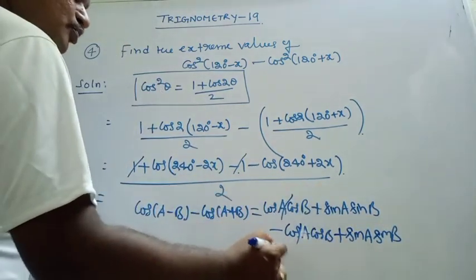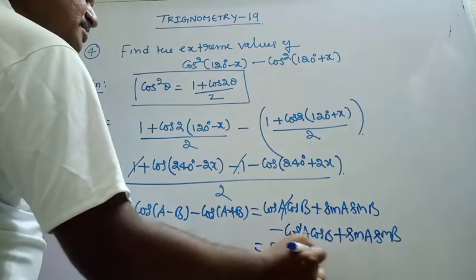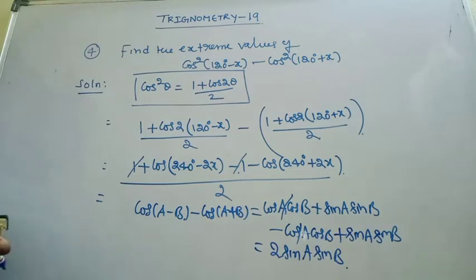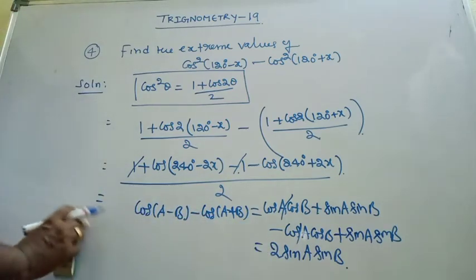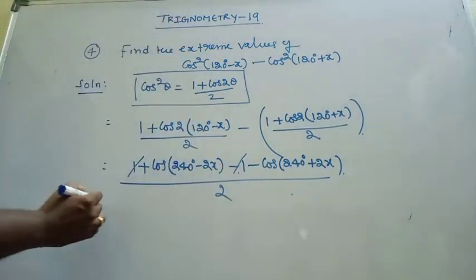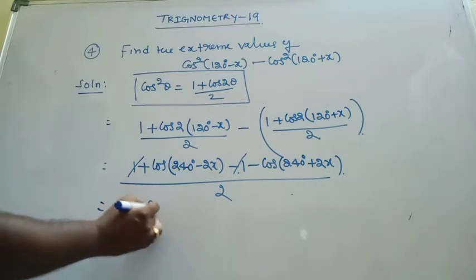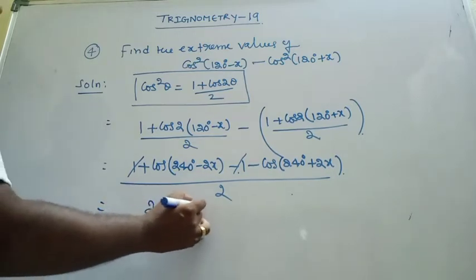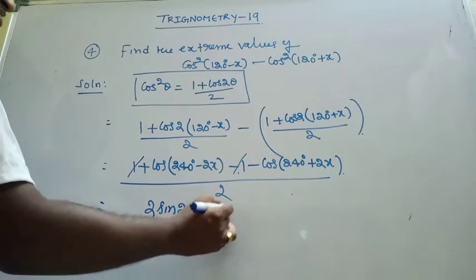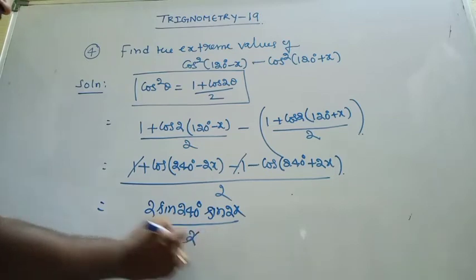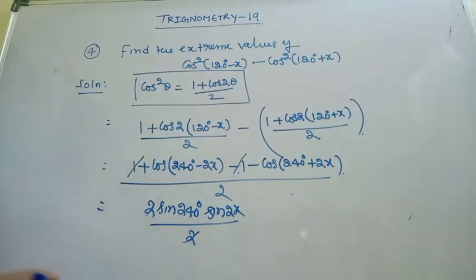Now this becomes 2 sin A sin B. This is the formula you have got: cos A minus B minus cos A plus B equal to 2 sin A sin B. Now let us use this fact. We are having here 2 sin A. 2 sin A means what? 240 degrees. Sin B. Sin B is nothing but sin 2x whole by 2, like this. This 2 will cancel. Now sin 240 degrees value.